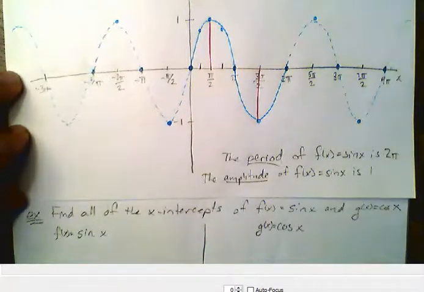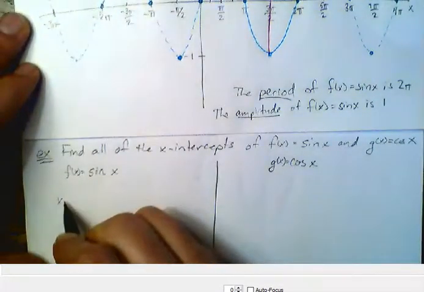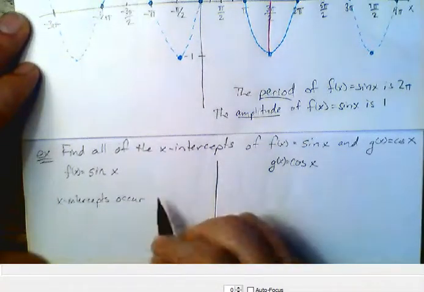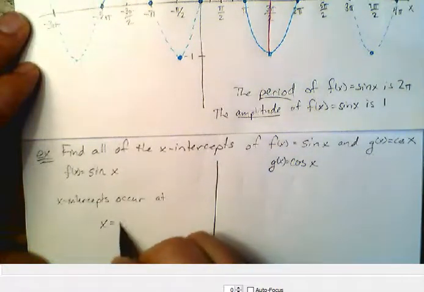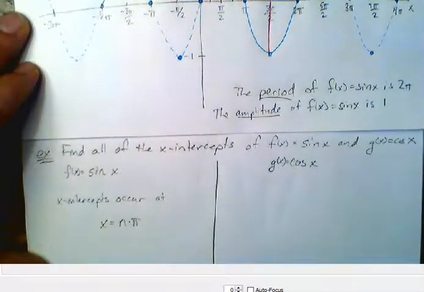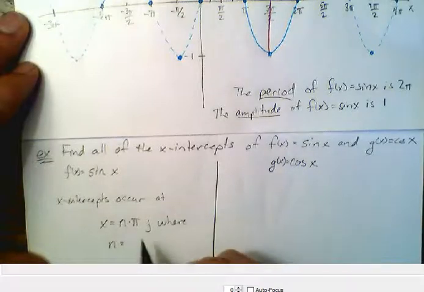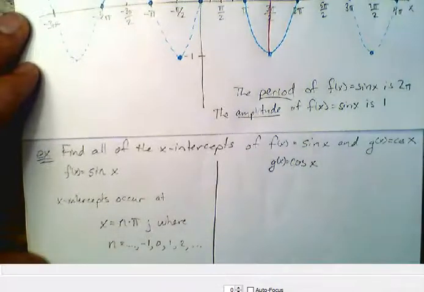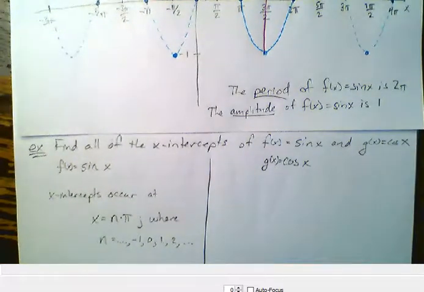So we can generalize the location of these intercepts, all right? So all of the x-intercepts occur at x equal to any multiple of pi. So we'll say n times pi, where n equals negative 1, 0, 1, 2, so on and so forth, and in the reverse sense. So all the x-intercepts of sine are at n pi.